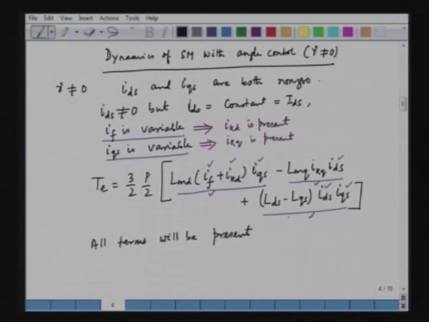which is LDS minus LQS, the constant term, into IDS into IQS. So, it is the product of the two currents in the two axes, IDS into IQS. So, this term is called the reluctance torque. It is coming up because of the saliency in the rotor. When LDS is not equal to LQS, this torque appears.